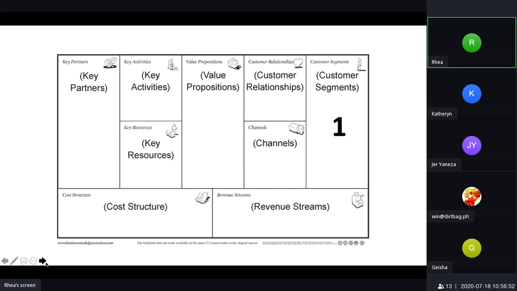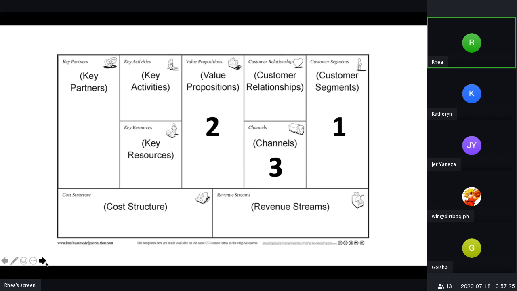So the first thing we need to be able to identify is your customer segment. But you already created your customer empathy a week before this one. So as such, you already have answers in your customer segment. The next thing you need to be able to identify is what they call as value proposition. Don't worry, we'll be explaining each of these after this one. We are just simply showing you how you go about drawing your business model canvas.